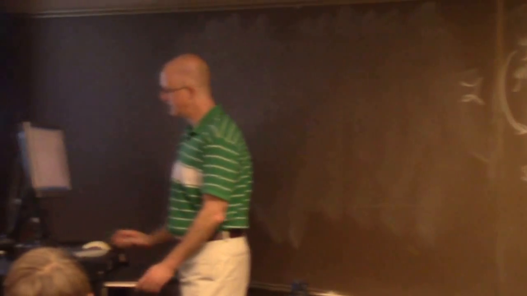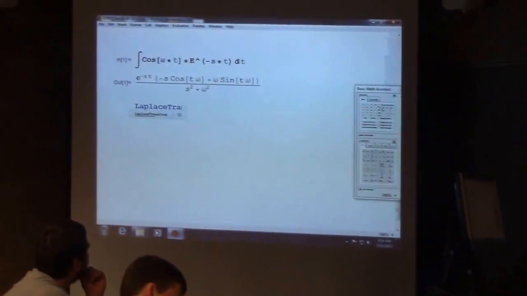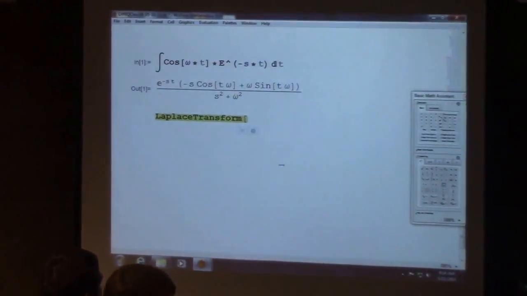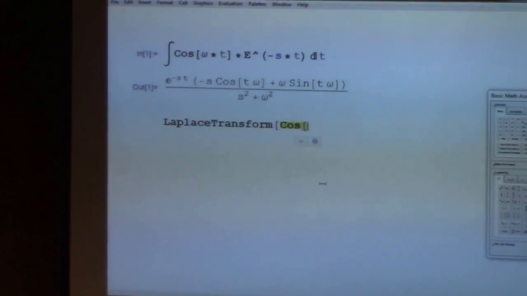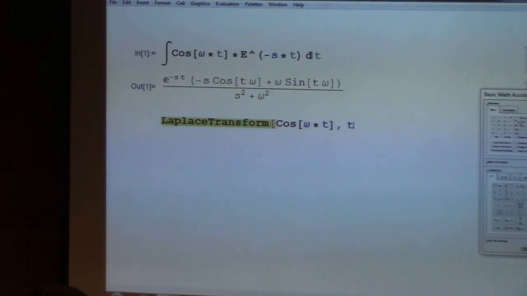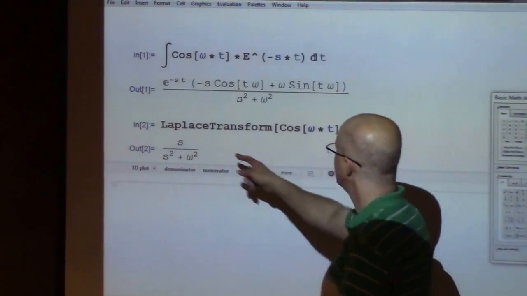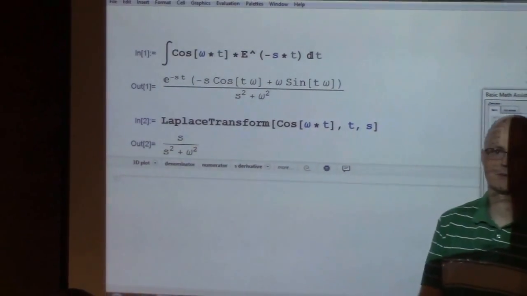Hopefully you've seen in my solution keys, you can actually use a Laplace transform built-in function in Mathematica. Put your function first as the first argument. Put its variable second, and put the variable for the answer third. There we go. That is the right answer. s over s squared plus omega squared.